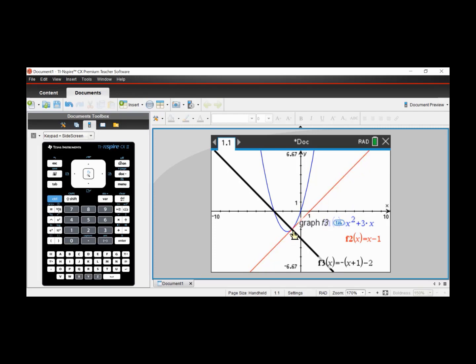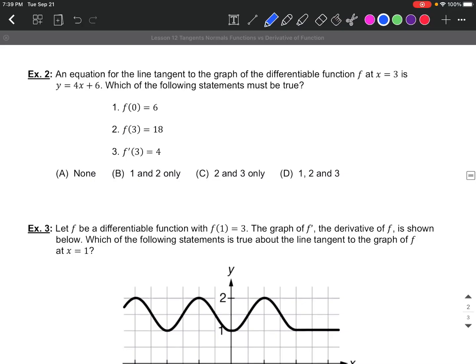Okay, but now you can see they have that point of tangency. All three graphs are meeting at that same point where x is -1. And you can see that the tangent and the normal are perpendicular. Okay, we're going to go back to our other document. Okay, back from the calculator, and here we go. So let's look at this next question here.